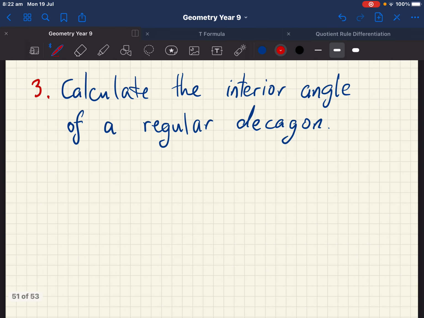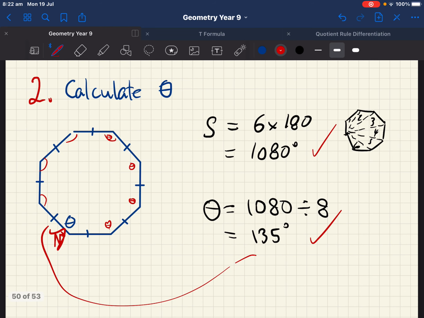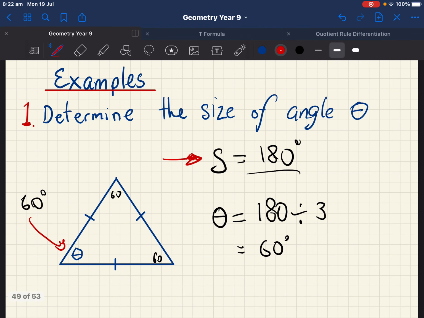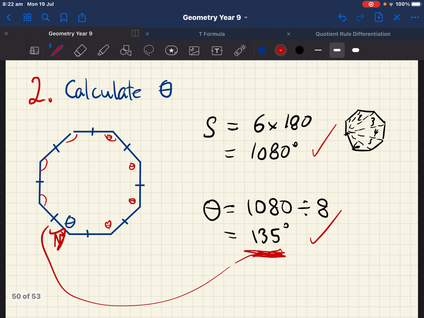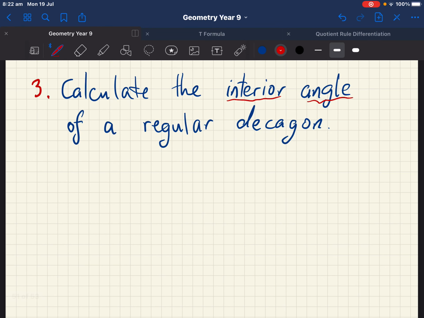All right, our final example for today. So this one here, it's exactly the same. It's just they haven't given us the diagram this time. They want us to calculate the interior angle of a regular decagon. Now, by interior angle, if you're a little bit confused about what that means, it just means the angle inside. So here in the second example, we found the interior angle. Same as the first one, that 60 degrees was the interior angle of that triangle. So this question really is asking us to do the same thing as what we've just done, except now we're trying to find the interior angle of a regular decagon.